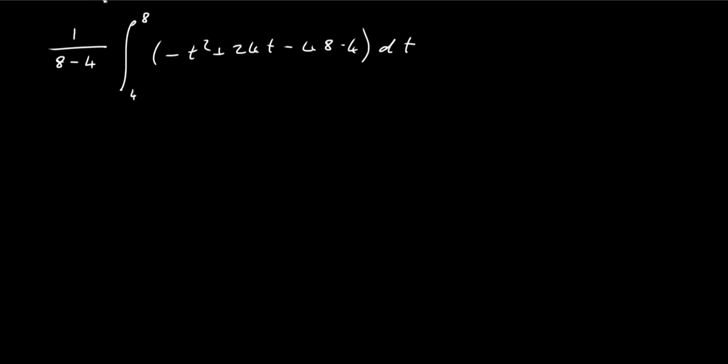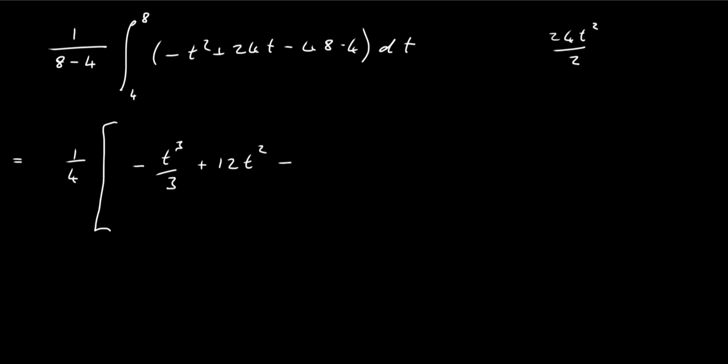Okay, so let's just plow through this. 1 over 8 minus 4 is just 1 over 4. So you've got to integrate this function. Minus t squared becomes minus t cubed over 3, plus 24t becomes plus 24t squared over 2. 2 into 24 is 12, so it's just 12t squared. And then when you integrate 48.4, it becomes 48.4t. So that's really it from 4 to 8.